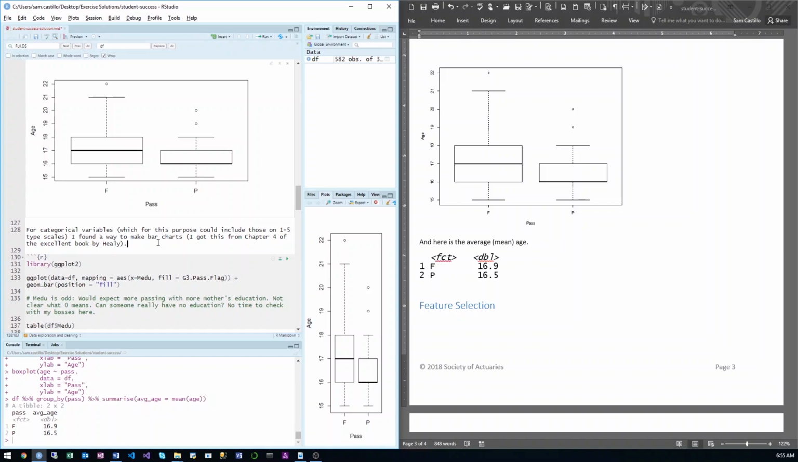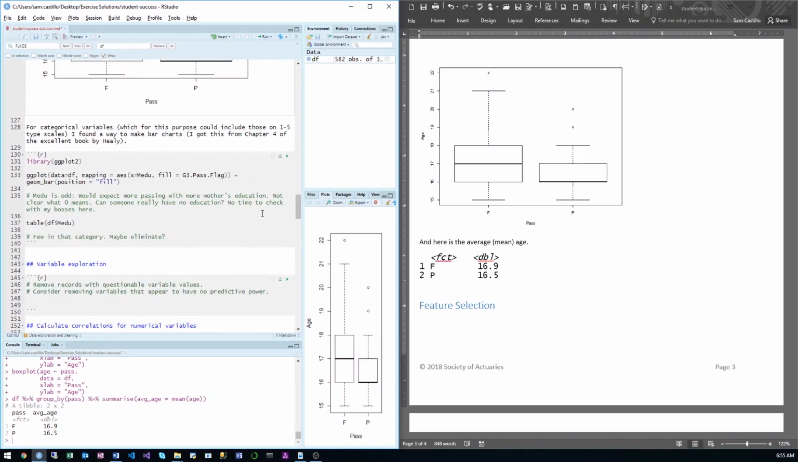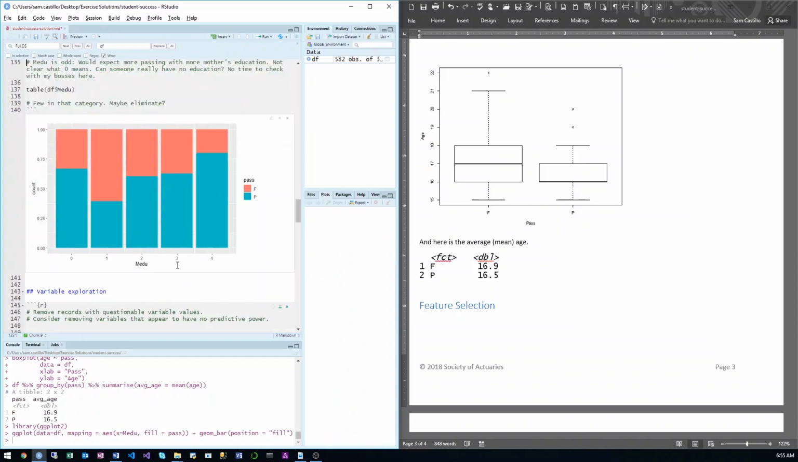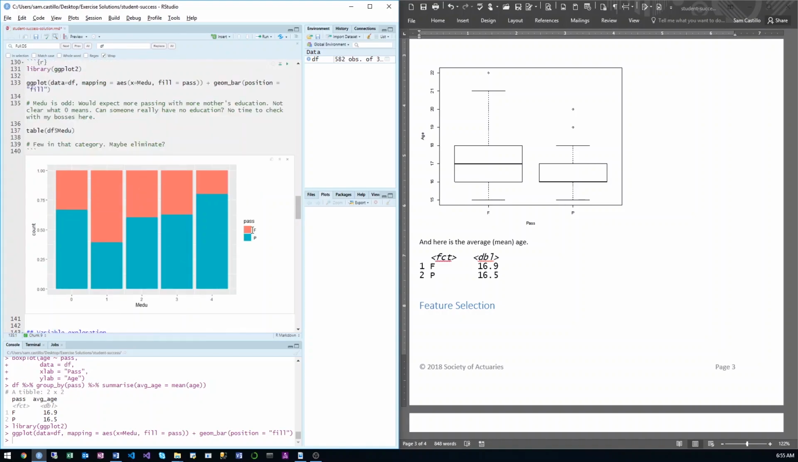For categorical variables, which for this purpose could include those on 1 to 5 scale types, I find a way to make bar charts. Oh, great. We've already spent a lot of time doing this. Mother's education versus pass and failure. Oh, okay. We haven't looked at this graph yet.